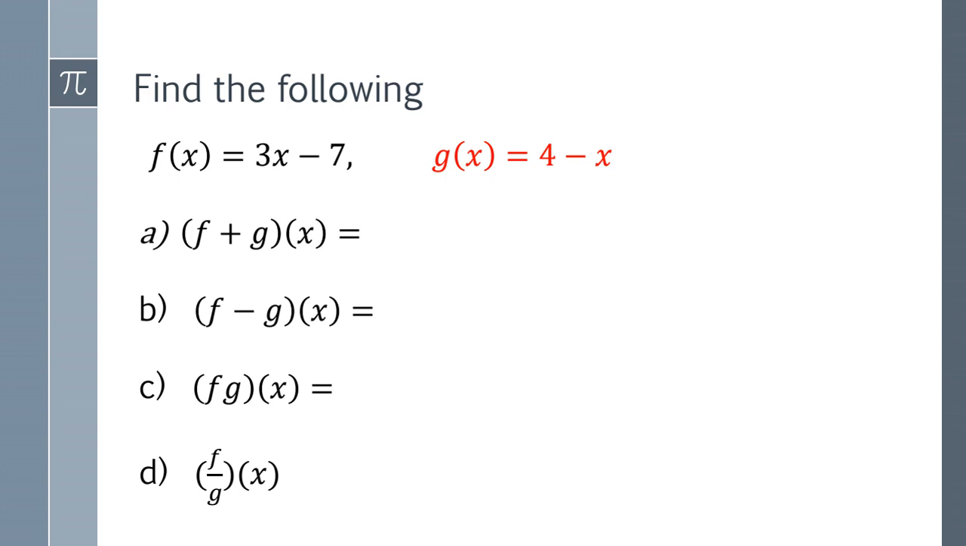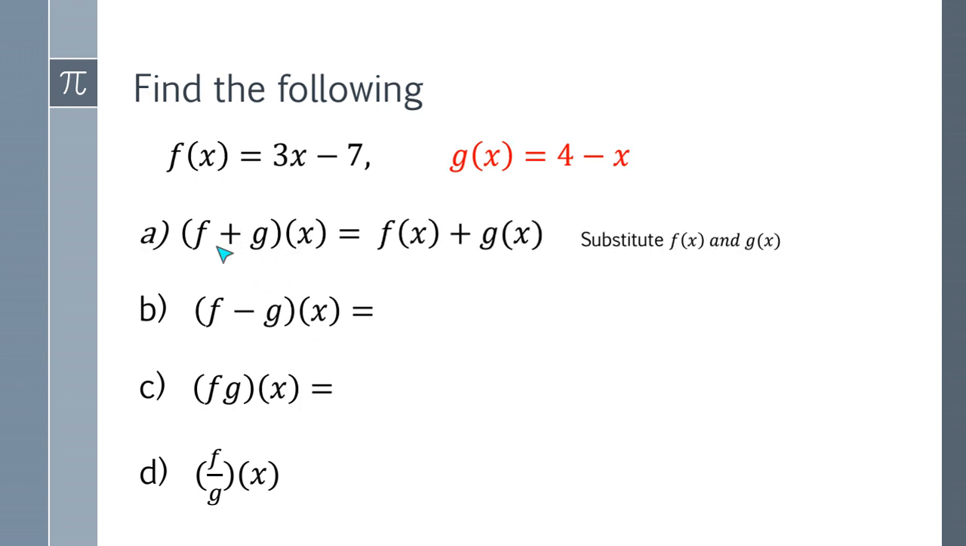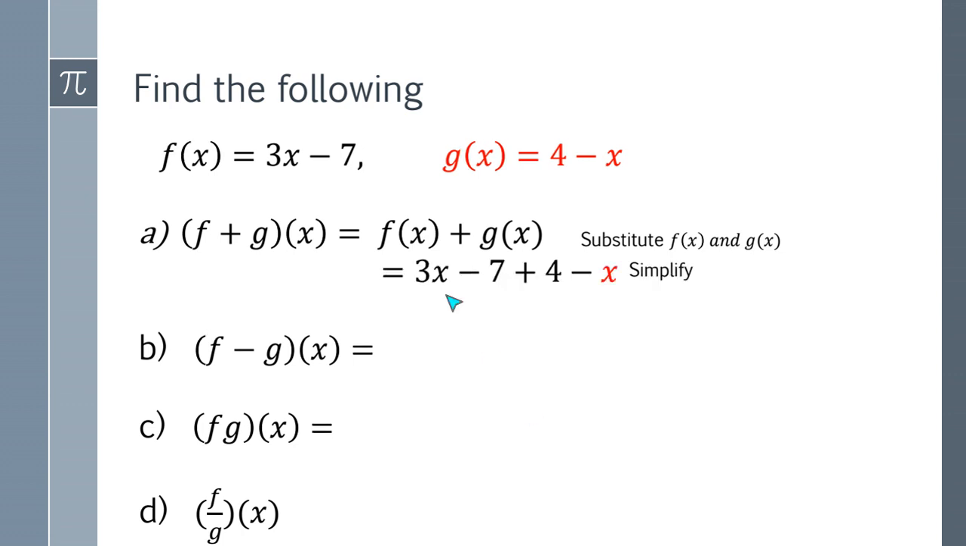So whenever they ask us to find f plus g of x, the first thing that I like to do is I like to rewrite this the way it's defined. So I can rewrite this as f of x plus g of x. And that just makes it easier for me to see what I need to do. So here, f of x, they tell me, is 3x minus 7. And g of x, they tell me, is 4 minus x. So I'm going to substitute those values in there.